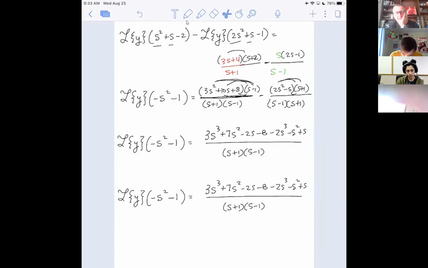So now it's just a question of, can I collect all that junk together on the top and just have one expression up there? So I got s cubed terms, 3 of them minus 2 of them is 1 of them. S squared terms, 7 of them minus 1 of them is 6 of them. Minus 2 s's plus an s is minus an s, and then there's a minus 8. And so there's that statement.